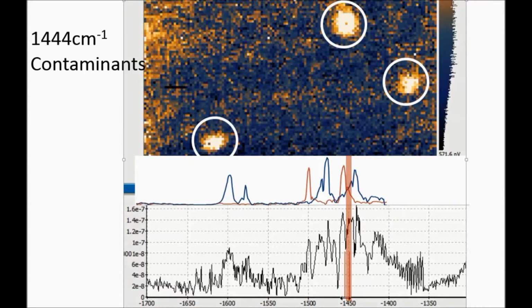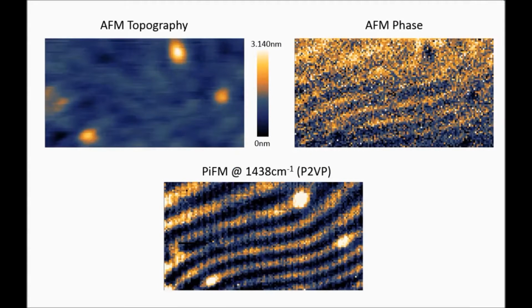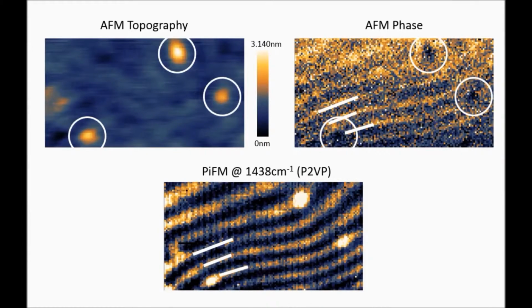So far, we have considered only the hyperspectral PiFM channel. Let's take a look at the topography and phase, which are being obtained simultaneously. The defects are clearly visible in topography as 1 or 2 nanometer bumps, and they also appear as negative shifts in the phase. The topography does not clearly show the fingerprint pattern, but it is perceptible in the phase. If we draw some lines on the PiFM and phase images, the PiFM shows us that the positive shifts in the phase correspond with P2VP.